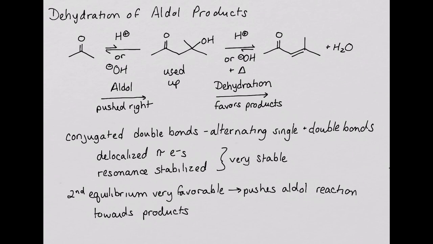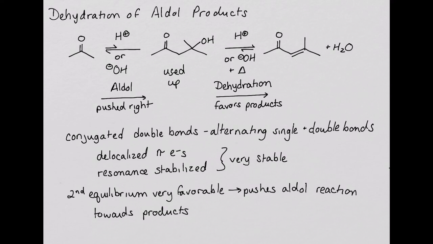One more important thing to note about the dehydration of aldol products is that since it can be carried out under acid catalysis or base catalysis, we can run both the aldol and the dehydration in the same reaction, just by adding heat. In other words, the aldol followed by the dehydration can be carried out in a single step under acid or base catalysis in the presence of heat.